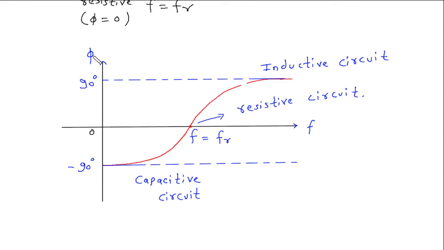Now the relation between phase angle phi and frequency. The graph will be like this. So here from 0 to 90 degrees, the circuit will behave like an inductive circuit. And at this point the frequency is equal to the resonant frequency. It will be a resistive circuit. And for 0 to minus 90 degrees, the circuit will behave like a capacitive circuit.